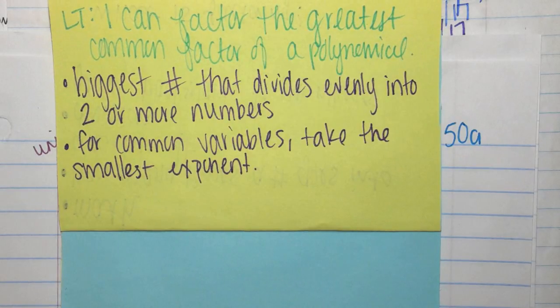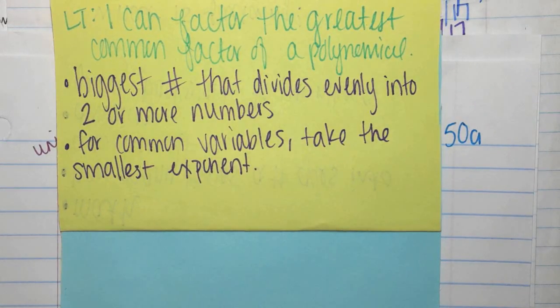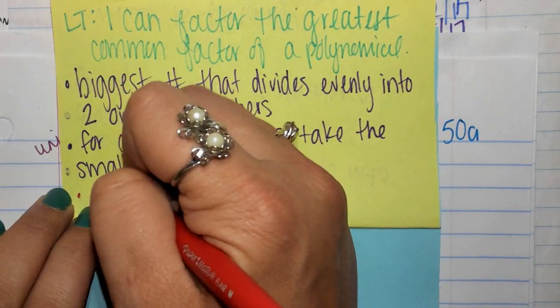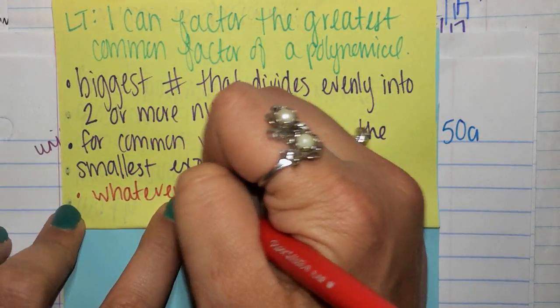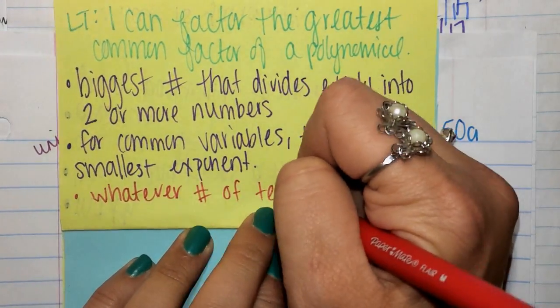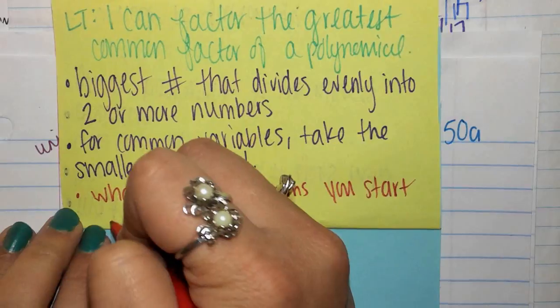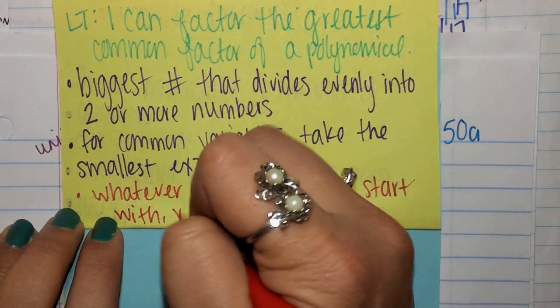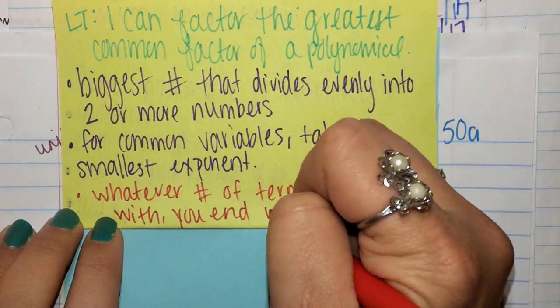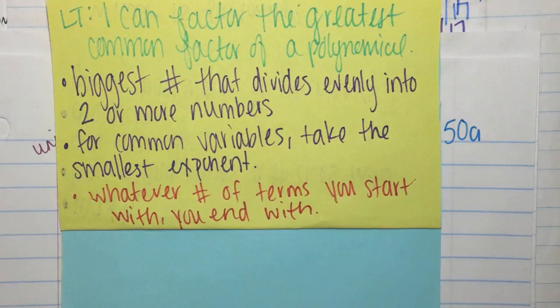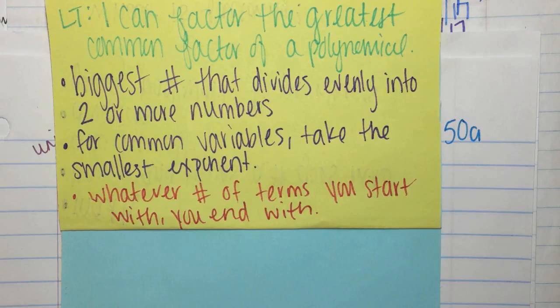And remember, whatever number of terms you start with, you end with. And that's very important. Whatever number of terms you start with, you end with. And that's only true for GCF. So if I start with 5, how many terms should I end with? 5. If I start with 3, how many terms should I end with? If I start with 2, how many should I end with? 2. Hallelujah, we learned something.